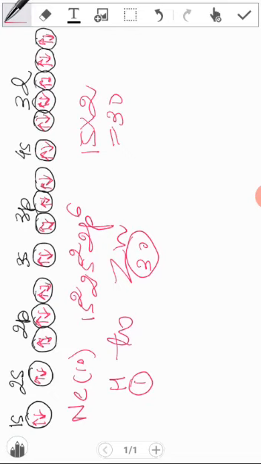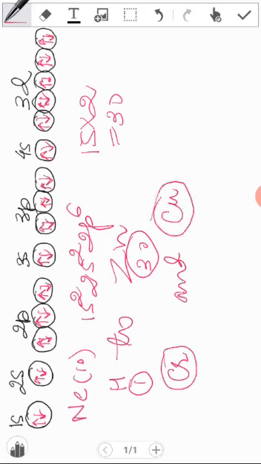But electronic configuration of chromium and copper. Electronic configurations of chromium and copper are different from the general trend. So you just write down like this only. In the next video, I will tell you how electronic configuration of chromium and copper is different. You keep writing like this.